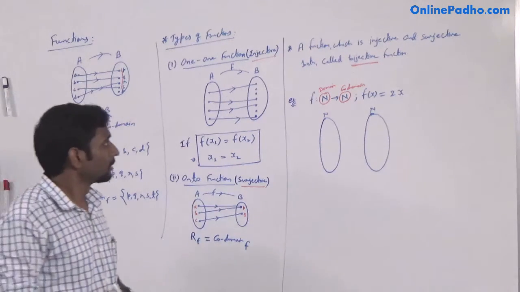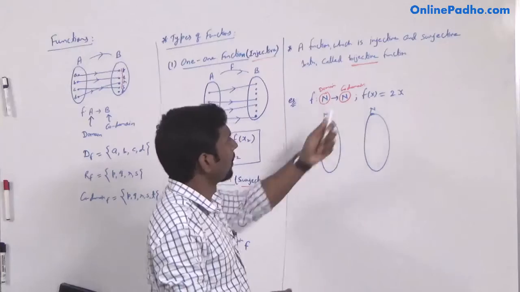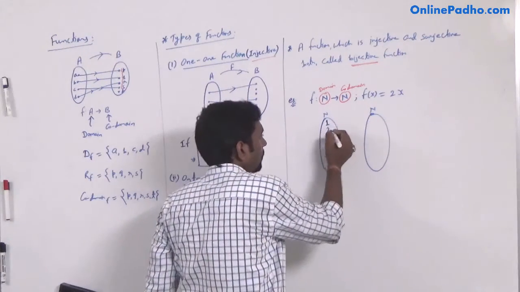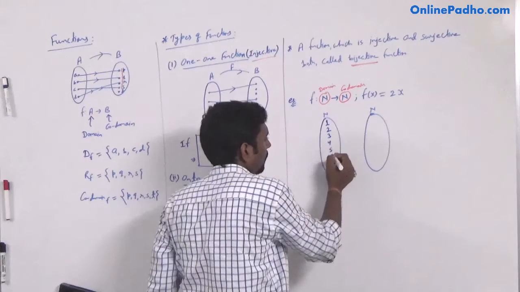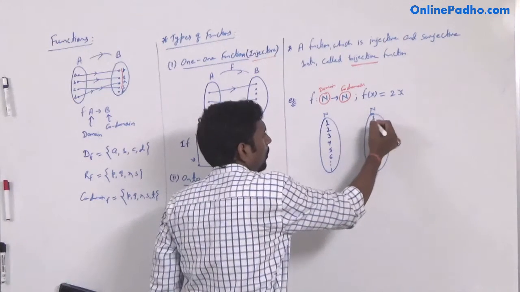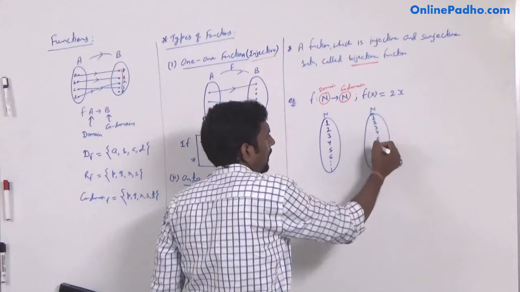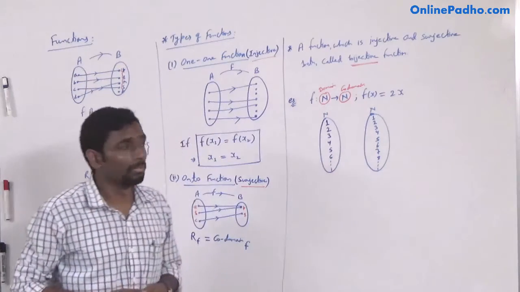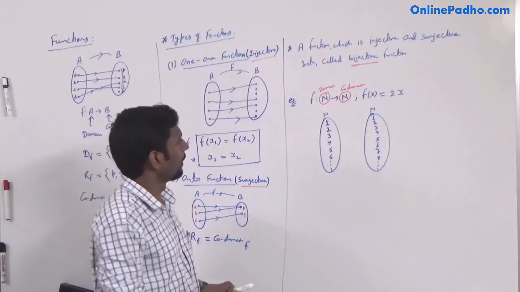Right? So here, natural number to natural number. The domain is the natural numbers 1, 2, 3, 4, 5, 6 and so on. The codomain is 1, 2, 3, 4, 5, 6, 7, 8 and so on, right? Now let us see the mapping.